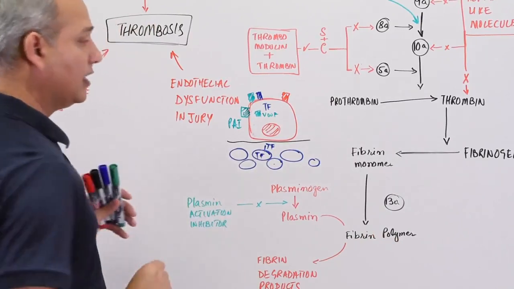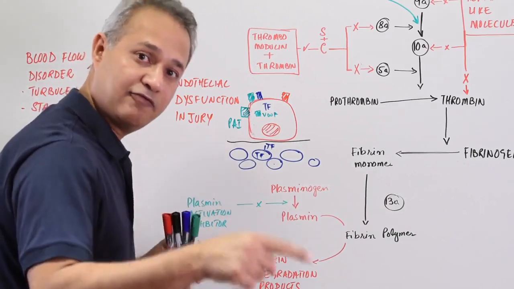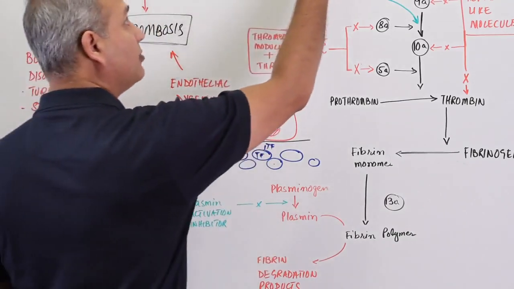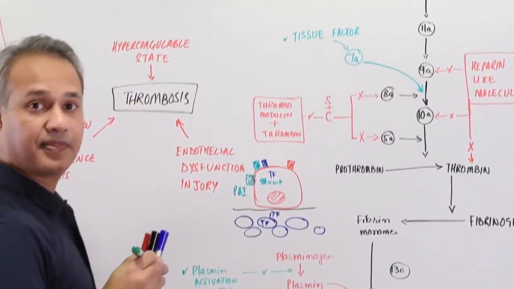So that is also a procoagulant factor. So these are procoagulant factors. What are these? Von Willebrand factor, tissue factor, and plasmin activation factor.